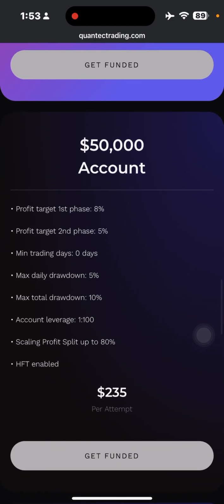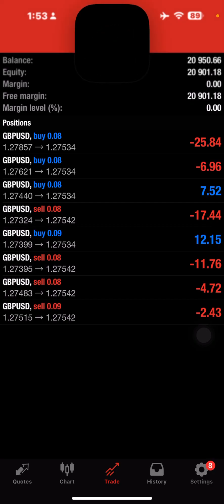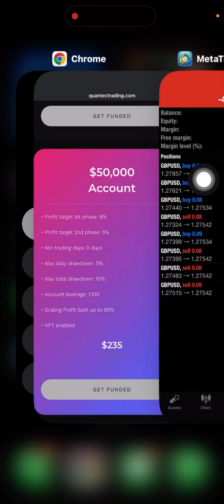Someone might be asking, what is drawdown? Drawdown is very, very simple. Let's look at this account now. This account is trading with 20,950. Out of this 20,950, the actual amount that is on trade is called drawdown. $49,048 is the actual amount that is being used to trade currently on this account. That is what drawdown actually means.